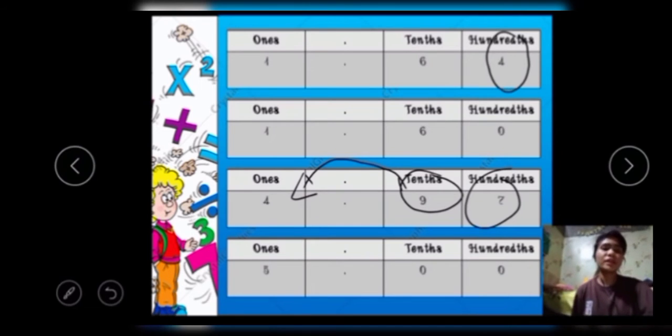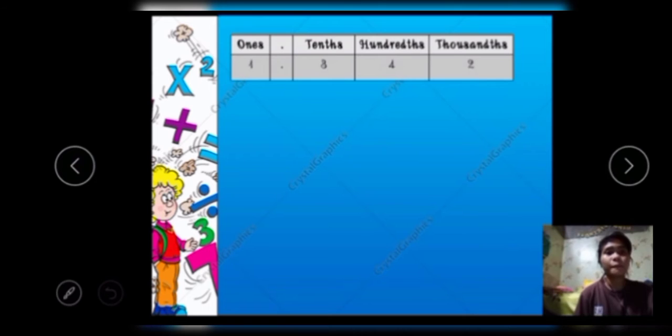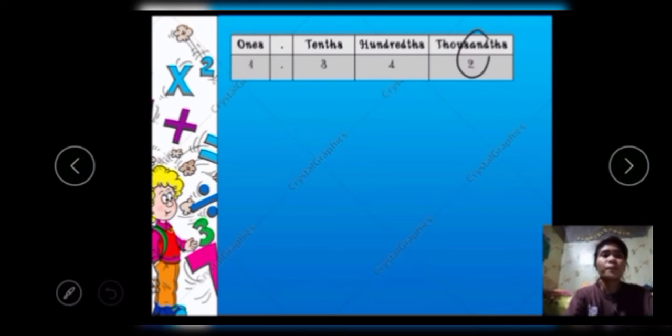Next, in rounding to the nearest hundredth, we need to look at the thousandths place to know if we round up or we round down. I have here again an example on how to find the nearest hundredth. We have here 1.342. So, in the thousandths place, we have here the 2.